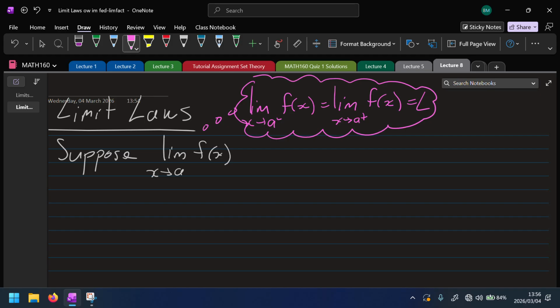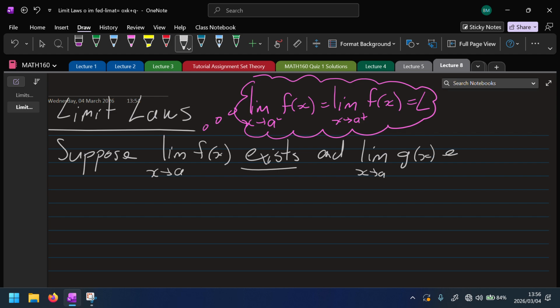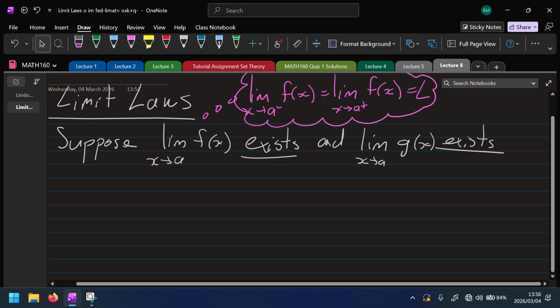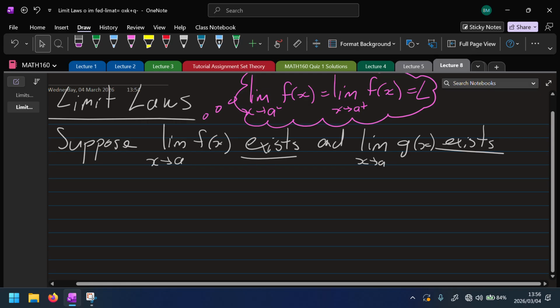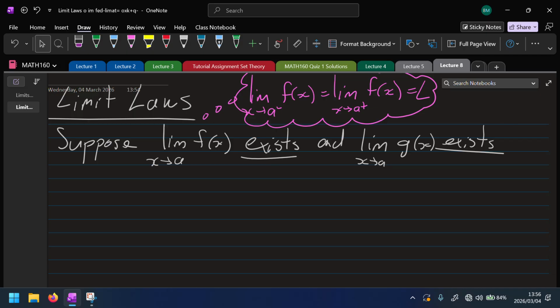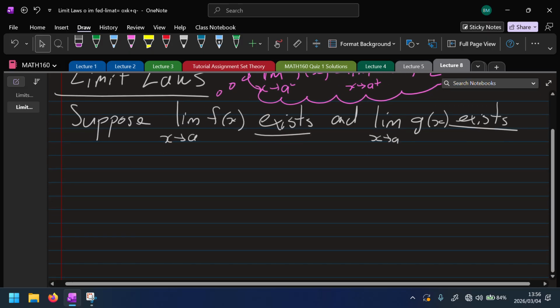So suppose the limit x goes to a of f of x exists. We know what that means for it to exist. Look at the pink cloud. And the limit x goes to a of g of x exists. Again, the word exists, we know what it means. Again, look at the pink cloud. So we have the limit x goes to a of f of x exists. We know that, it's given. The limit x goes to a of g of x exists. We know that, it's given. So what can we do with this?